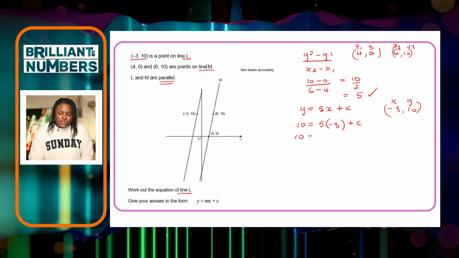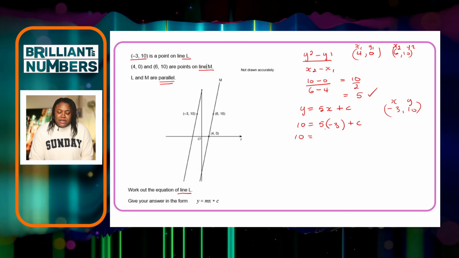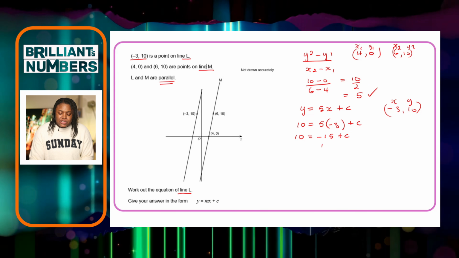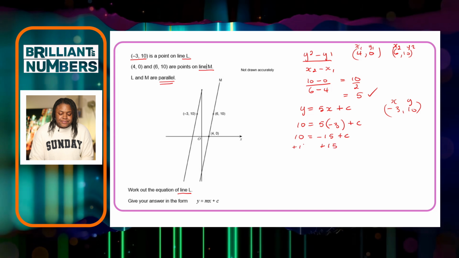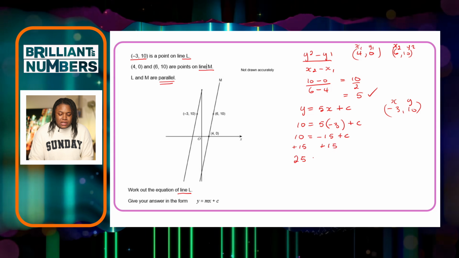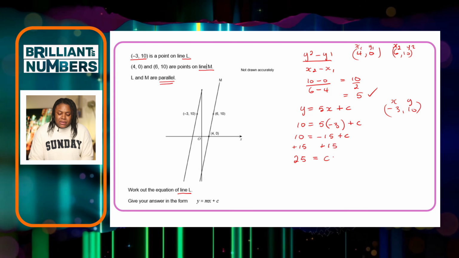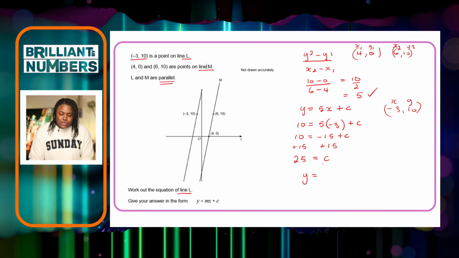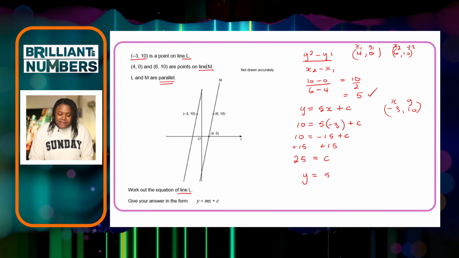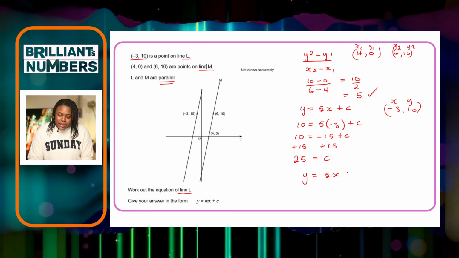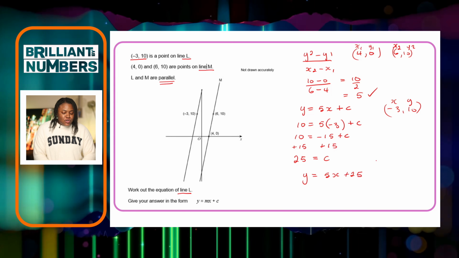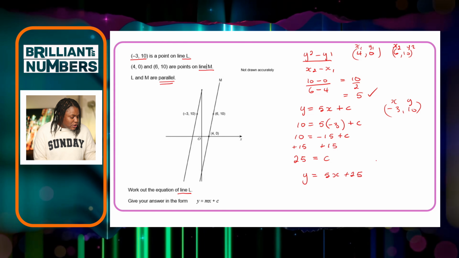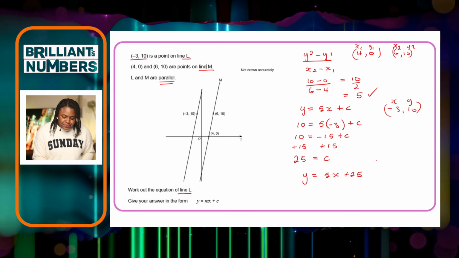So 10 is equal to minus 3 times 5, which is minus 15, add c. Now I need to reverse this, so that's plus 15 on both sides. I will get 25 is equal to, this cancels out here, leaving me with c. So now I know my y-intercept. So my answer is then y equals, my gradient was 5, so that's 5x, and my y-intercept is 25. So the equation of the line L then is y equals 5x add 25. Well done. Okay, moving along.